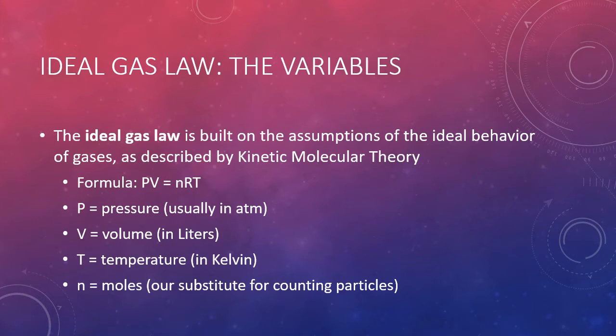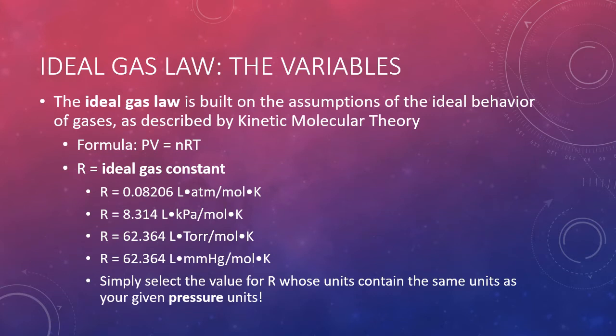P is pressure, which is usually provided in atmospheres, although it could be in numerous other units. V is volume. V should be in liters in order to use this law. If it is not in liters, you should convert it before using this law. T is temperature, which, like it was for the other laws, is in Kelvin. And lowercase n is moles, which is our way of counting particles.